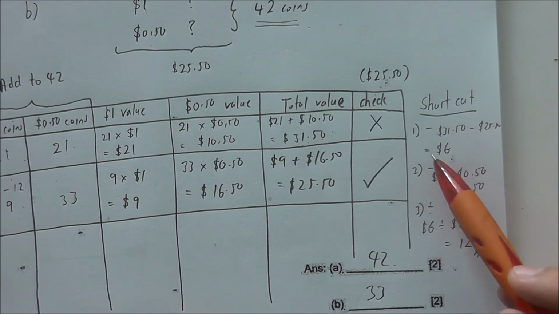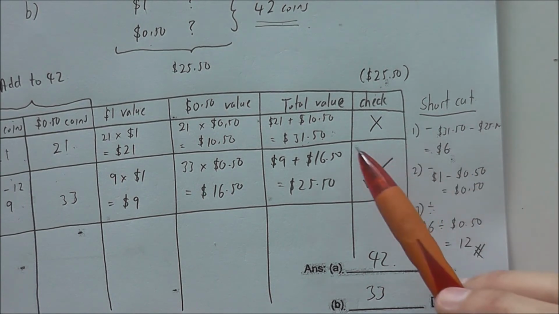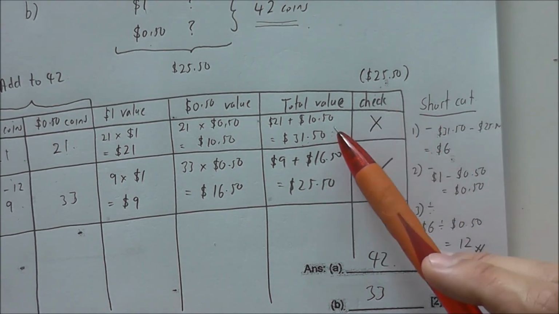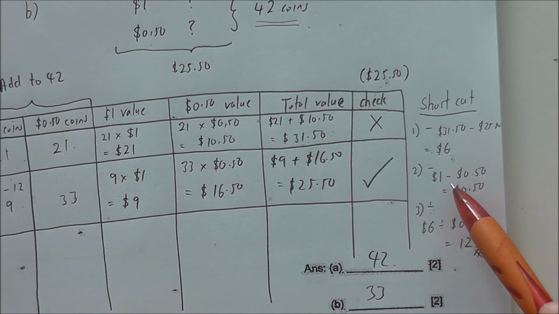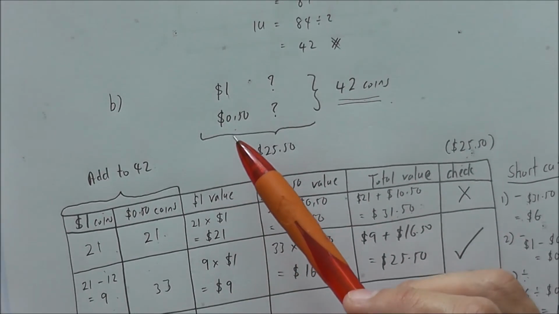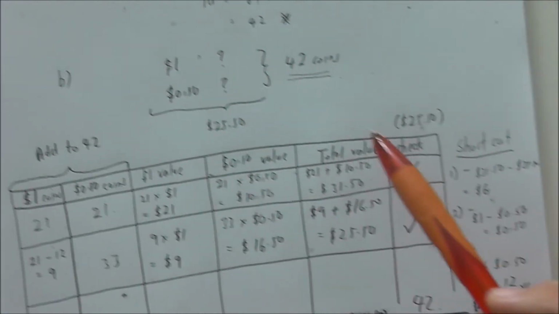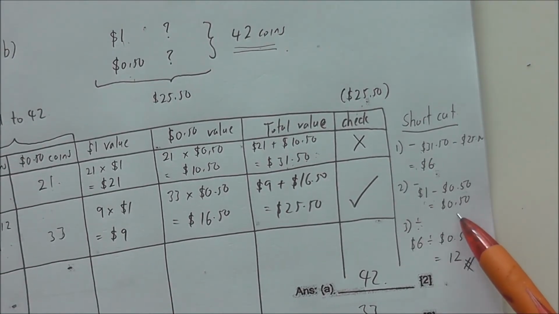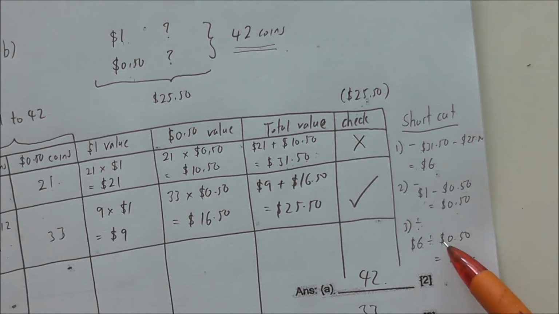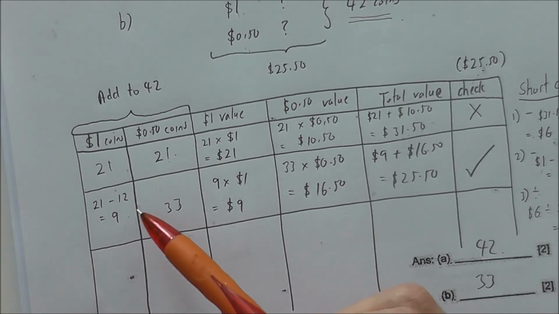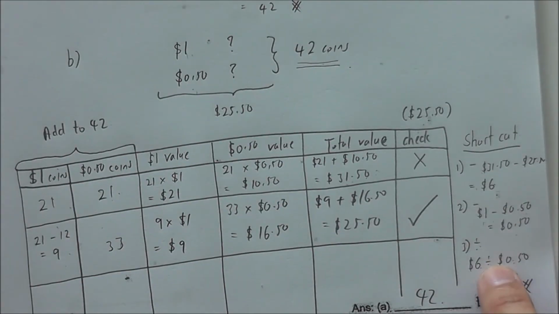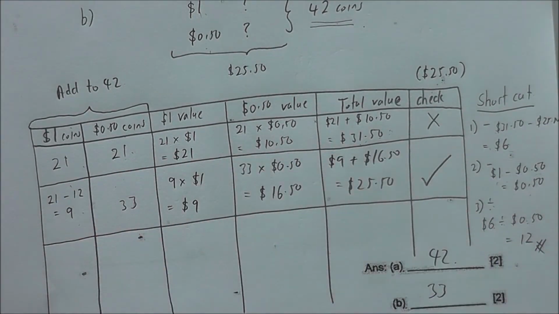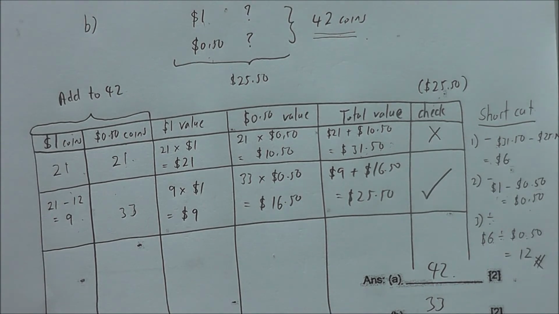Guys, first of all is the minus divide. So minus, what do you minus? You minus the total value and the check. Whichever is bigger, you just take the bigger one minus the smaller one. Then next, we take the two objects here. What are the two objects? $1 and 50 cents. So we take $1 minus 50 cents, I get 50 cents. Then I divide 6 divided by 50 cents, I get 12. So 12 is the number that you have to add or minus to get the final answer. Okay, so with this minus divide, your guess and check, 2 steps you can get the answer. So this is a modified guess and check method.